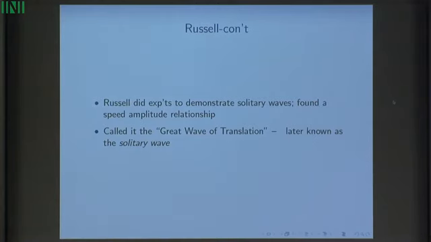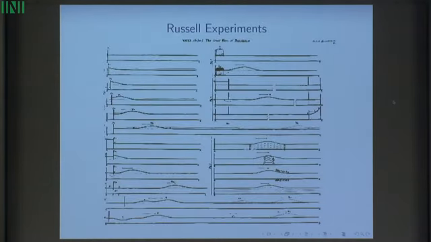He did experiments, and he demonstrated solitary waves, and he found a speed-amplitude relationship, and I'll bring that back later. He called it the great wave of translation, later the solitary wave. Here is some plot of his experiments. He had a channel, a little canal, and it's easy to create a solitary wave, which he did, and you're looking at the side of the channel, and it propagates with a speed-amplitude relation.